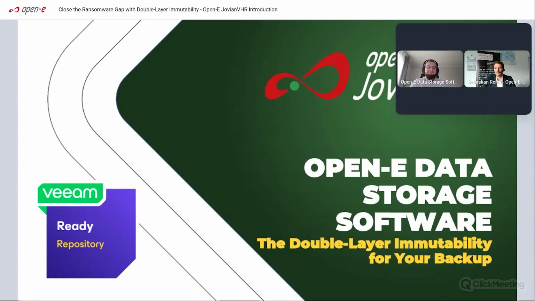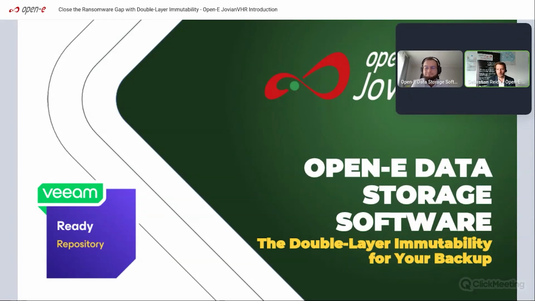Today is a very special day. We are going to launch a new product at OpenE, and as you can already see, it is our JovianVHR. Let me introduce myself for everybody who is not familiar with me. My name is Sebastian Reich. I'm a business development manager at OpenE for over 8 years already. Next to me is my pre-sales colleague Rafael, who will also showcase a demo of the software later on, guide us through everything, and of course answer any questions you might have.